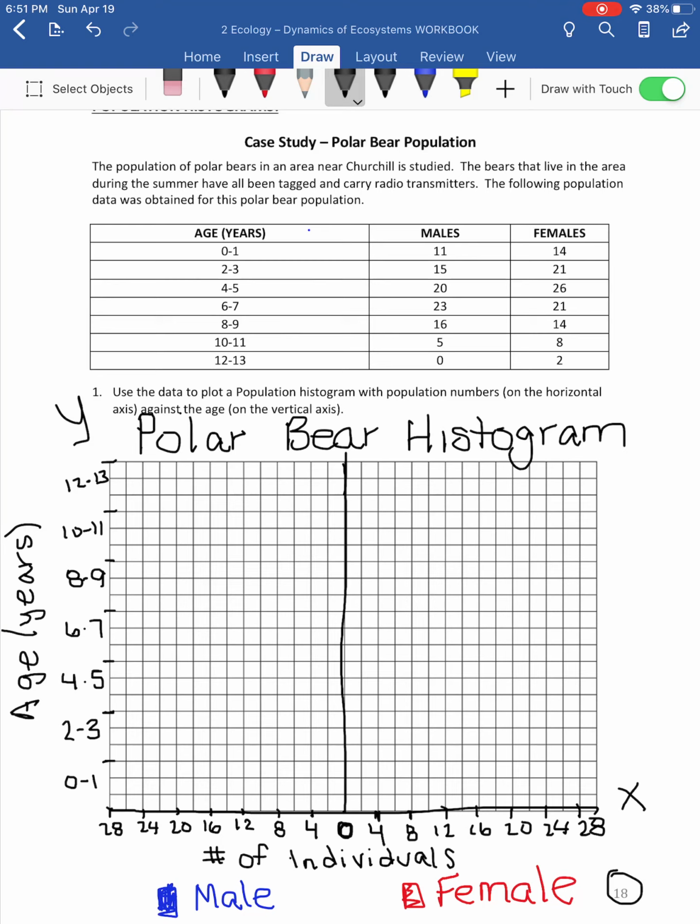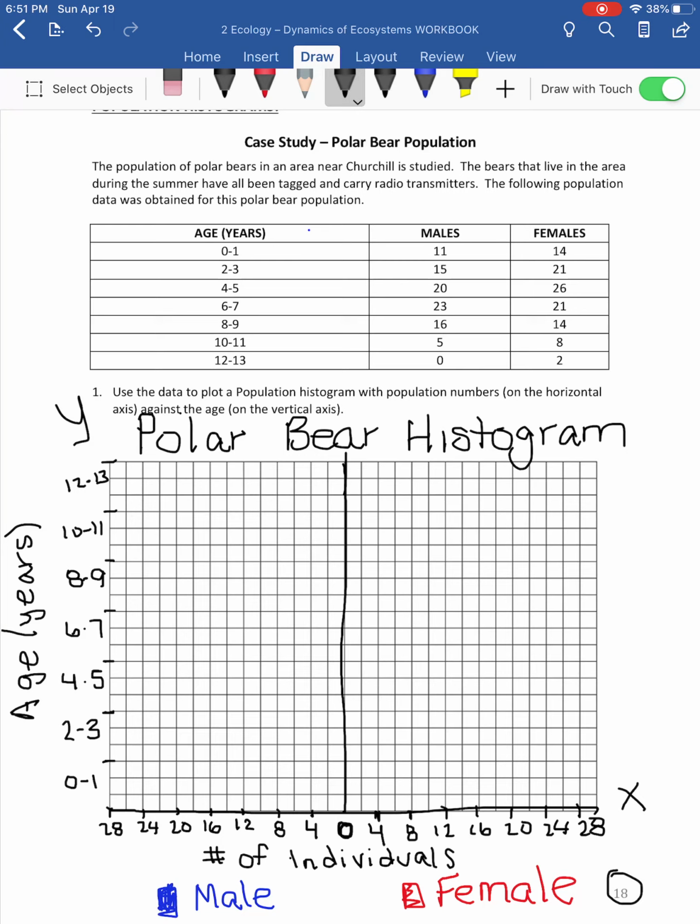On the y-axis, I have age in years, and these are age ranges. I'll be plotting my data in horizontal bar graphs. Okay, I have males and females. I've created a legend on the bottom. Males are going to be blue, females are going to be red.